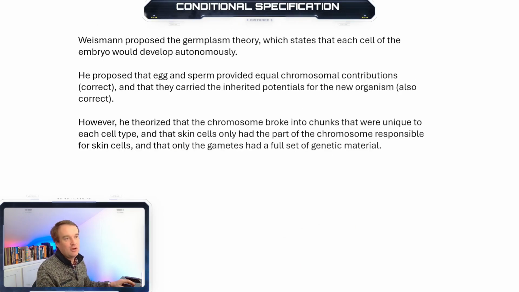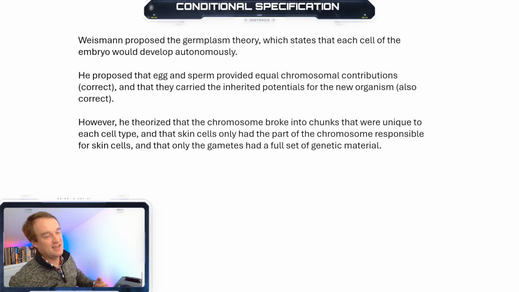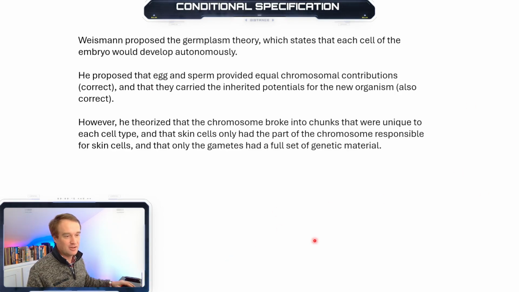So there's this guy, Weismann, who was into developmental biology. He proposed this germplasm theory that states that each cell of the embryo would develop autonomously. And he proposed that the egg and sperm provided equal chromosomal contributions, which was correct, and that they carried an inherited potential for new organisms, which is also correct. However, he theorized that the chromosomes broke into chunks that were unique to each cell type, and that skin cells only had the part of the chromosome from skin cells, and that gametes were the only thing that had the full complement of material.